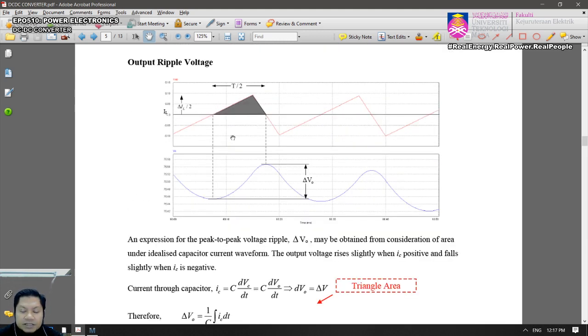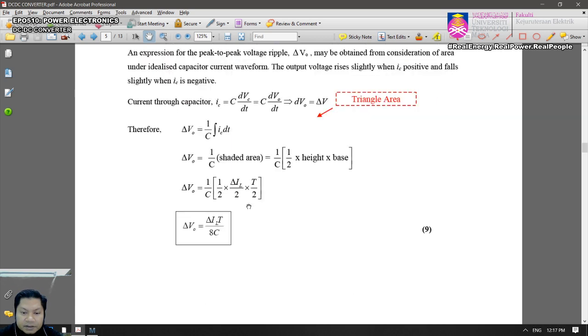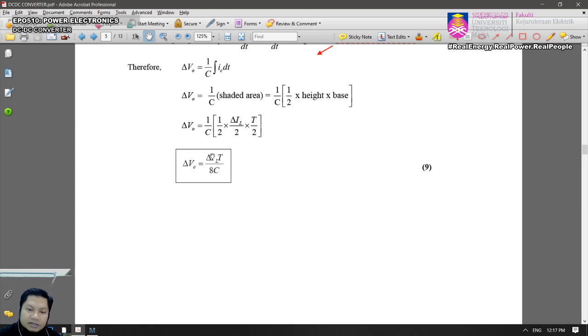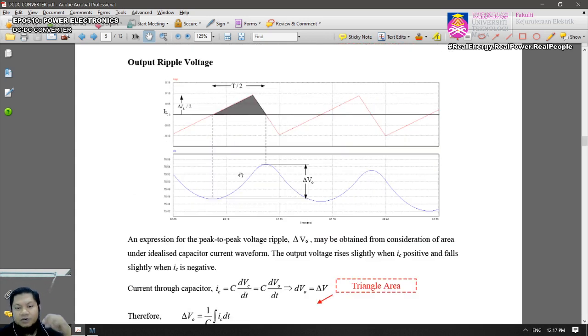and this is always T over 2. Okay, half of the period. It is always half of the period. So now it becomes delta IL multiplied by T over 8C. So what is delta IL? You can use this equation. Okay, so you know what is delta IL from this equation.